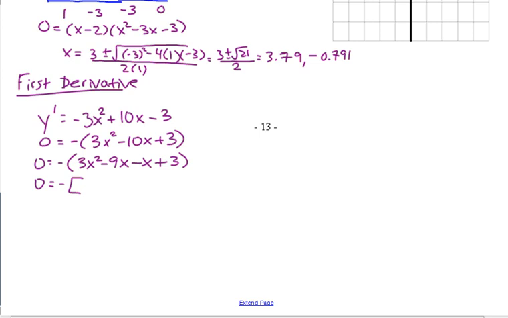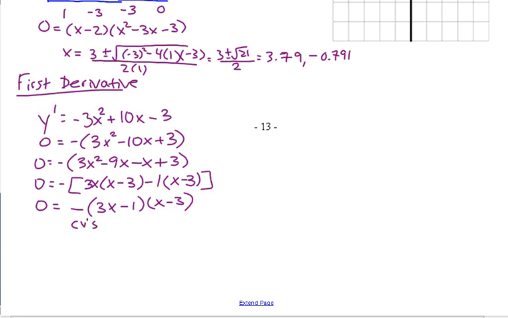Okay, so what can you factor out here? 3x, x minus 3, factor out 1, negative 1. And we get negative (3x minus 1)(x minus 3). Okay, so we need to do an interval test. What are our critical values? 1/3 and 3.